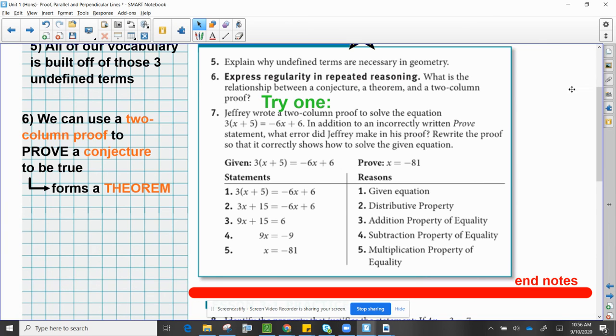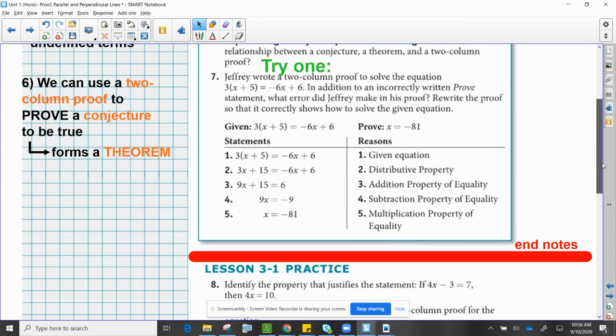Okay? All right, I'm going to have you guys try number 7 on your own, where Jeffrey wrote a two-column proof to solve the equation 3 times x plus 5 is equal to negative 6x plus 6. In addition to an incorrectly written proof statement, what error did Jeffrey make in his proof, and rewrite it to fix the problem for him? Right, so let's go ahead and think through this proof. Where did Jeffrey make a mistake? And then fix it for him.